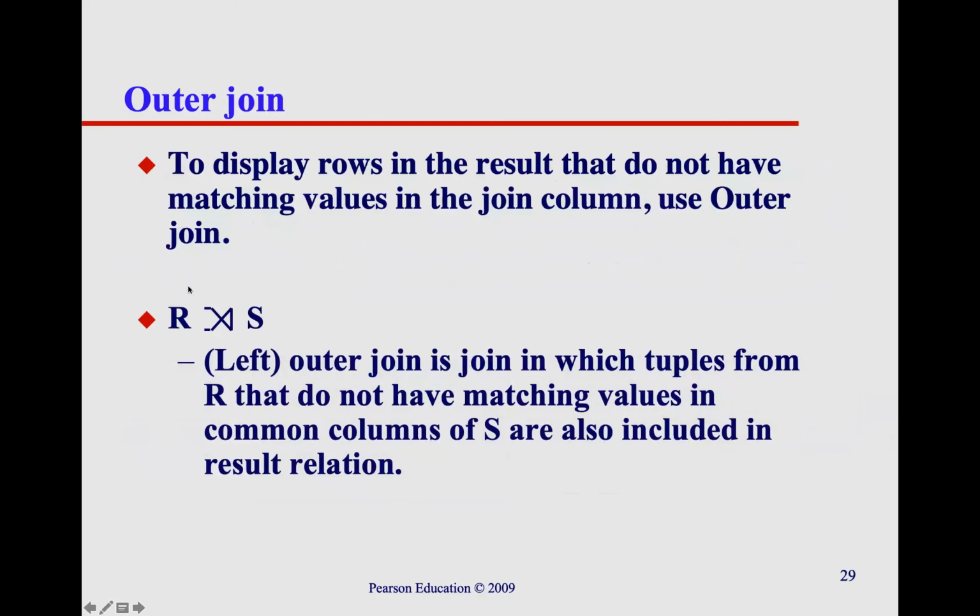Then the outer join, remember the outer join is where we display all rows in the result, even if they don't have a matching value in the join column. And the way that's shown is with an open thing. So in this case, we're doing a left outer join. If I instead had the bar removed from S, it would be a right outer join. And if I remove both bars, even though it looks like a Cartesian product, it's not supposed to be, it's a full outer join.